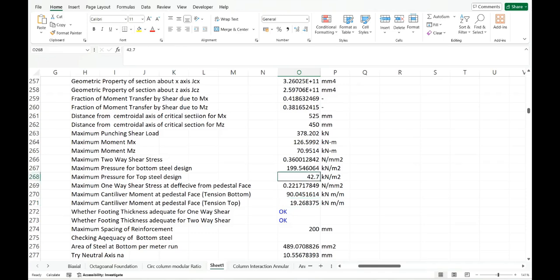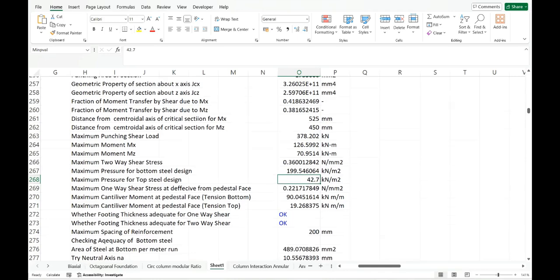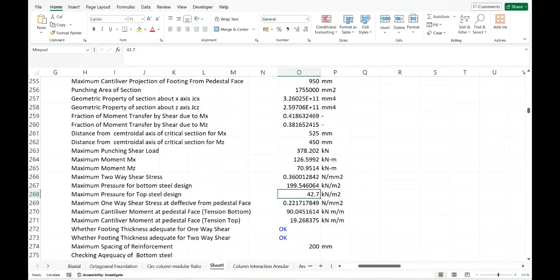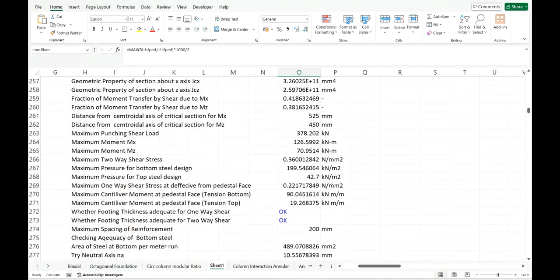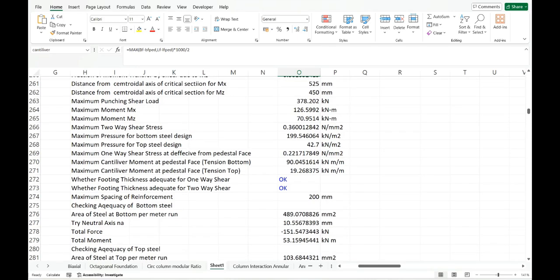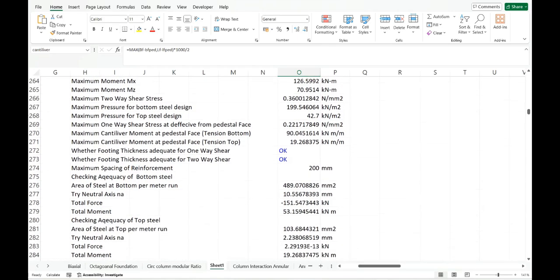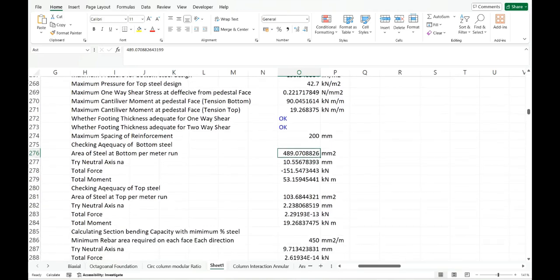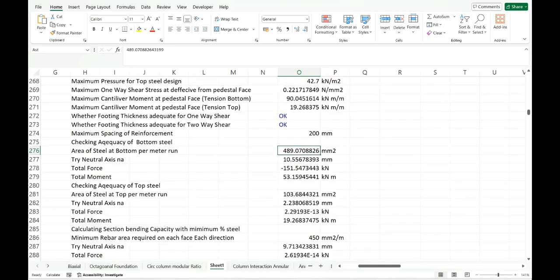So we use that loading with a cantilever lever arm of 950 mm. We calculated the bending moment as a cantilever, which is 90 kilonewton meter and 19 kilonewton meter for bottom and top respectively. Then we design the steel for that. As we can see further down, we have a reinforcement requirement of 489 mm squared with a neutral axis of 10 mm.